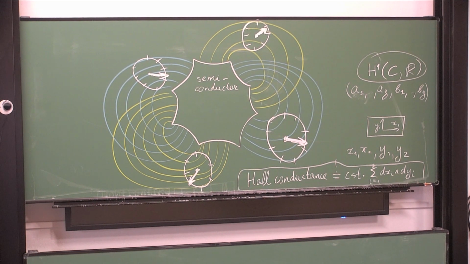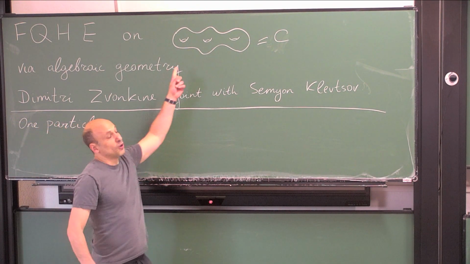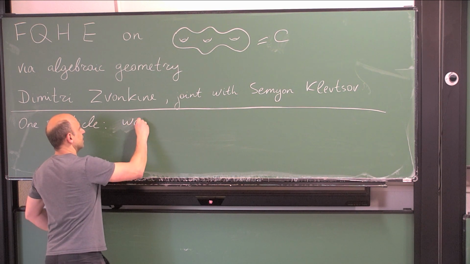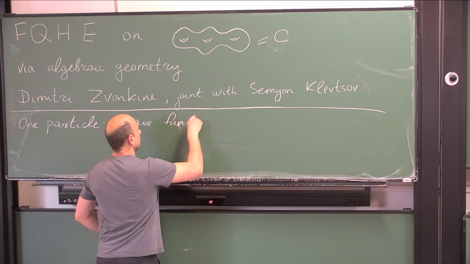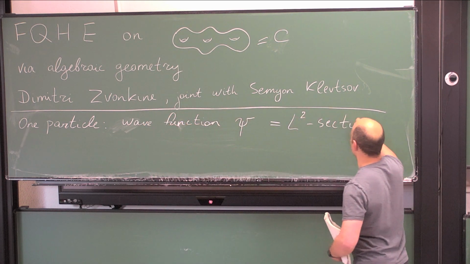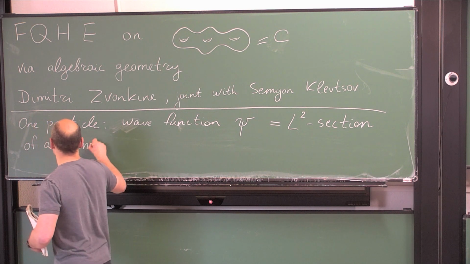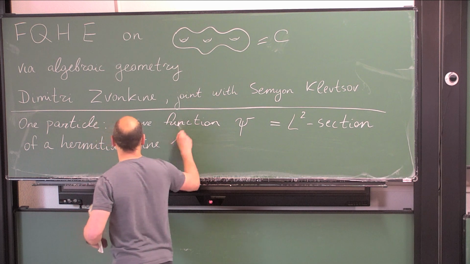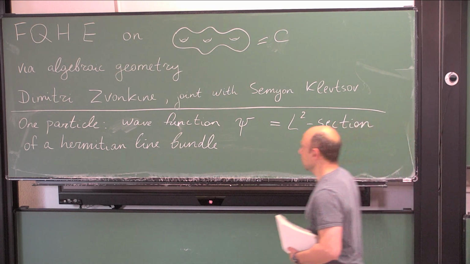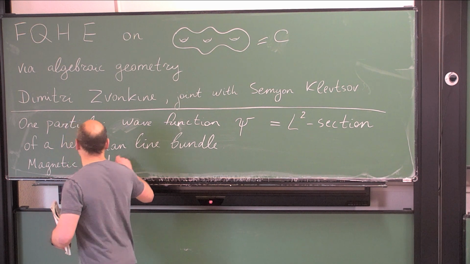Let me do my example with one particle. When we have one particle on this surface, the wave function is an L2 section, so square integrable section of a Hermitian line bundle. And the magnetic field is a connection.